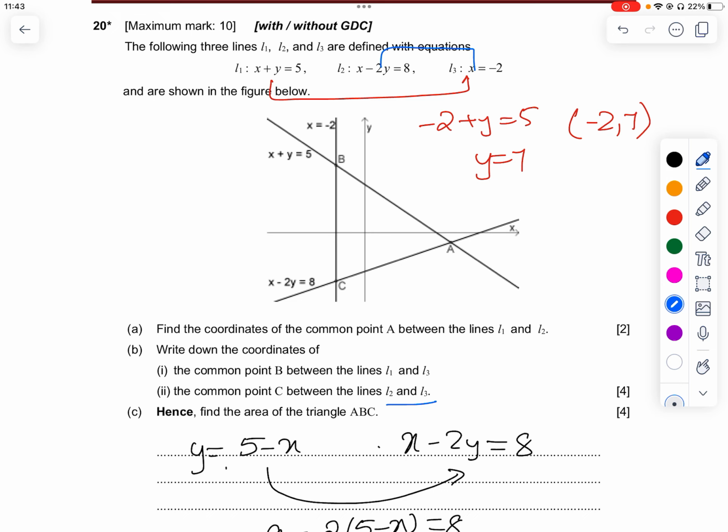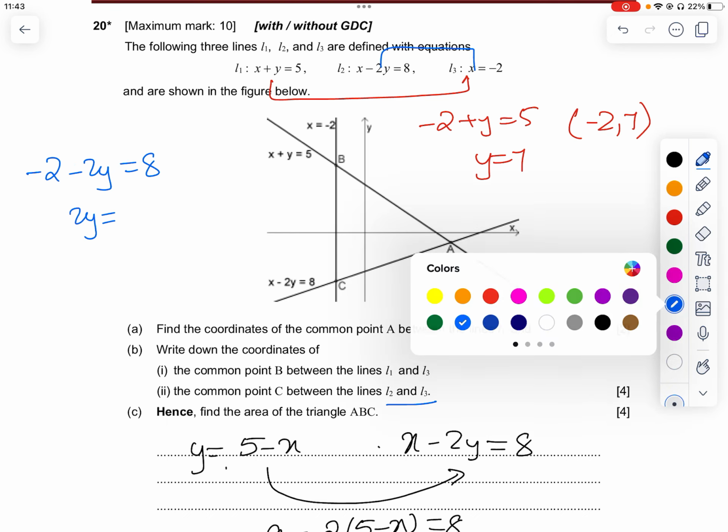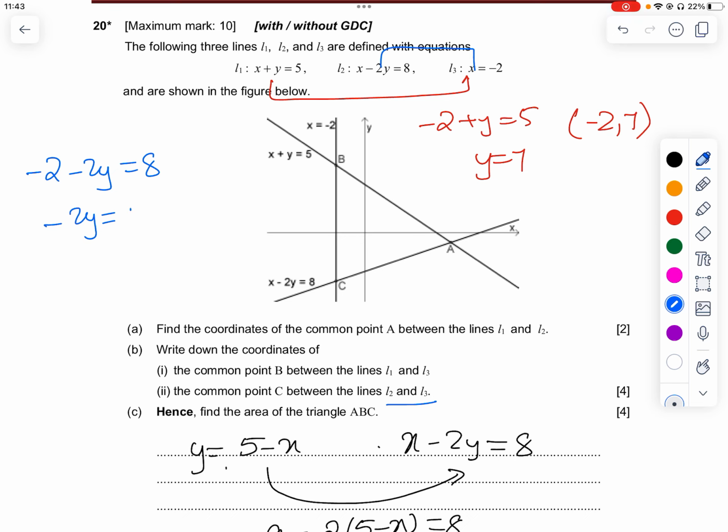This is what I have done earlier. So negative 2 minus 2y equals 8. So negative 2y equals 10. So y equals negative 5. So what is the point? (Negative 2, negative 5). This is point B and this is point C.